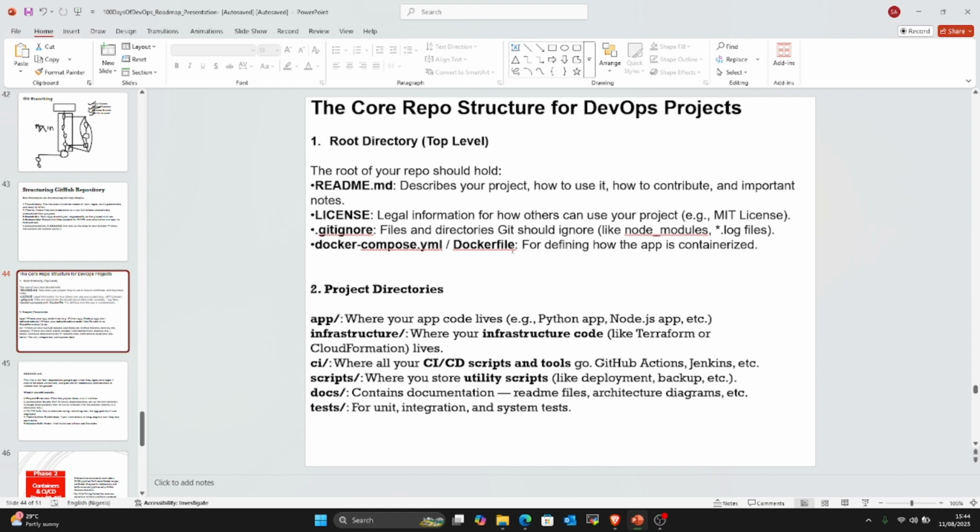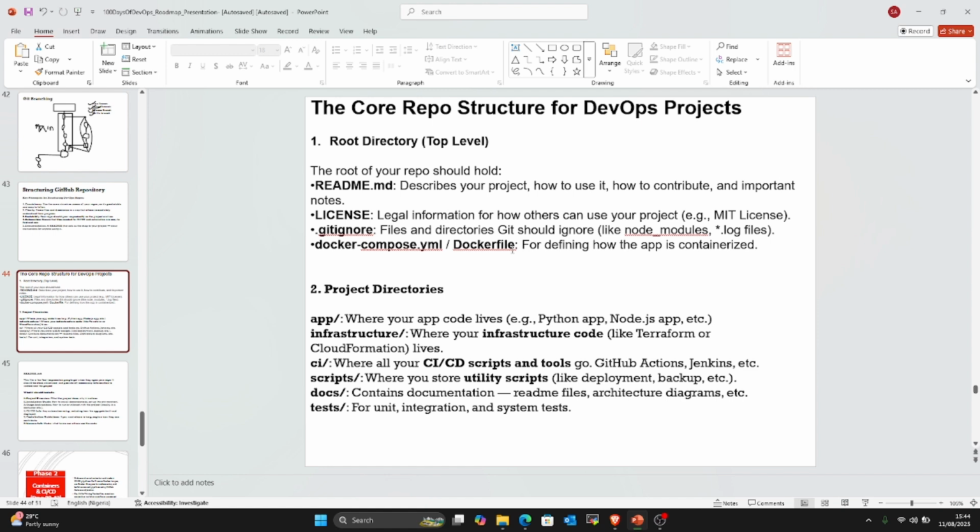So now the core repo structure for a DevOps project, basically we have two: the root directory, which is the top level, and the project directory. The root directory, basically, are the things that you see once you come across a repository. These are things that you see firstly before other things.